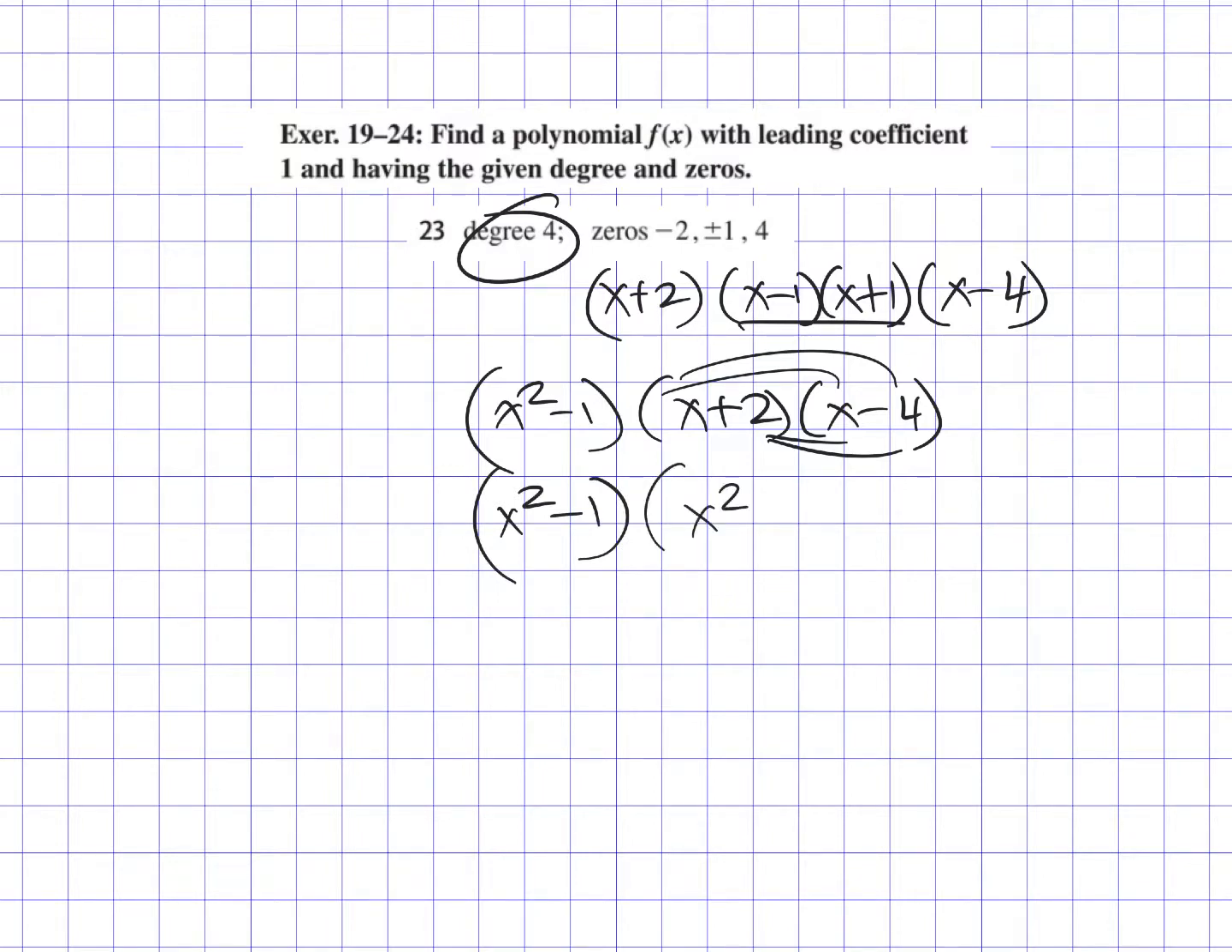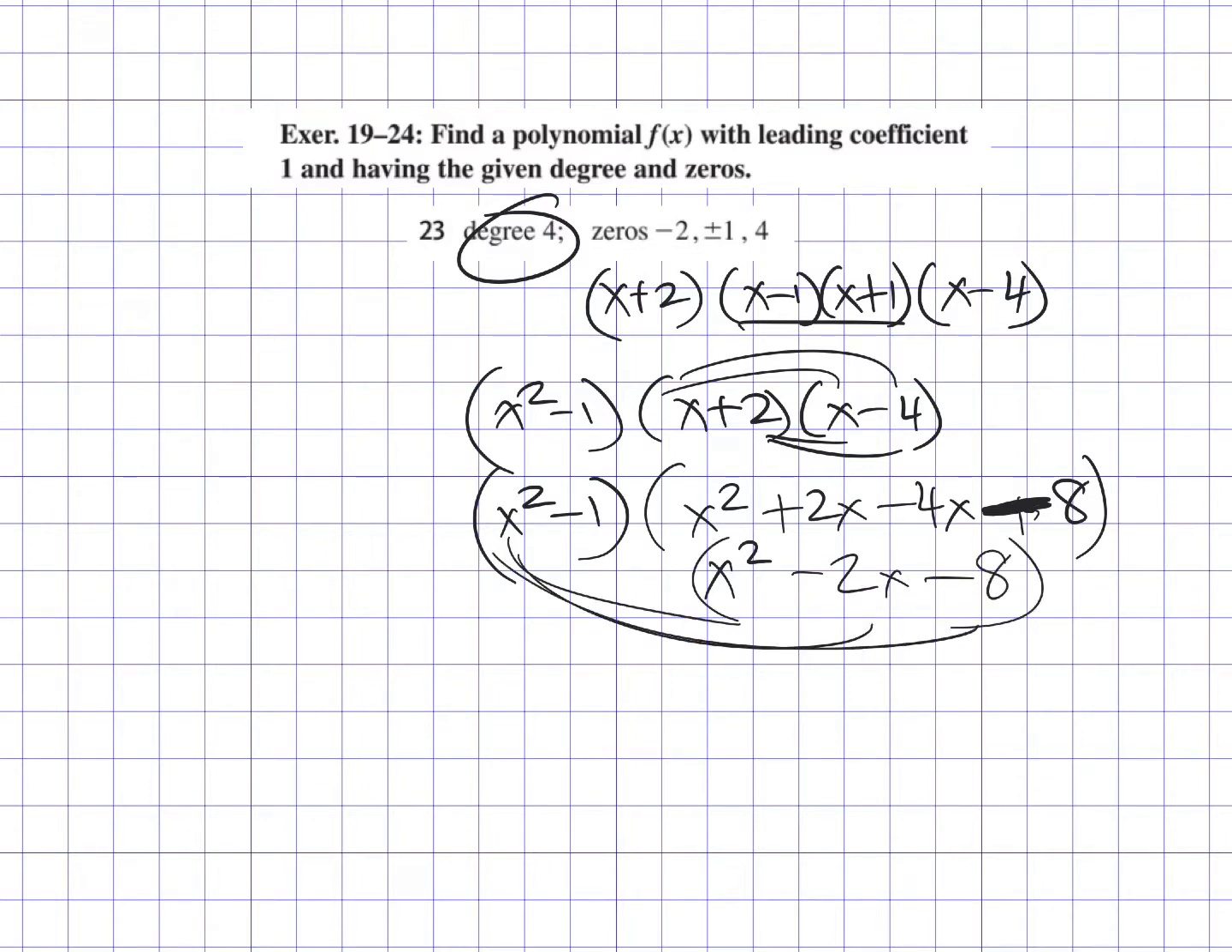So that's x squared plus 2x minus 4x minus 8. All right, and that's x squared minus 2x minus 8. So distribute and figure out what you got from there. So x squared times x squared is x to the 4th. X squared times negative 2 is negative 2x cubed. And then a minus 8x squared. Then distribute the negative 1. That just means change all the signs.